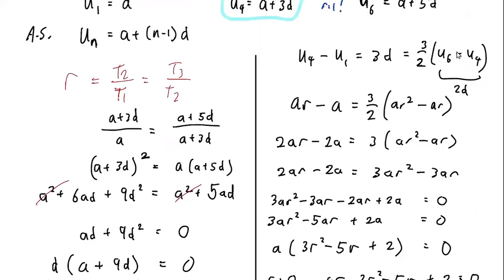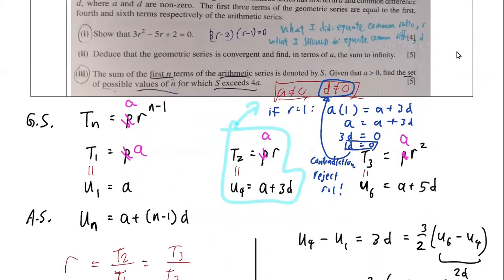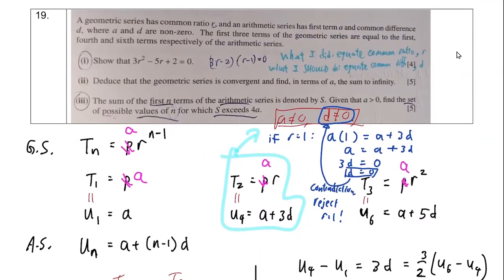Okay, that was only part 2. Now part 3, the sum of the first n terms of the arithmetic series is denoted by s. Given that a is more than 0, find the set of possible values of n for which s exceeds 4a. Okay, let me copy down this question first.